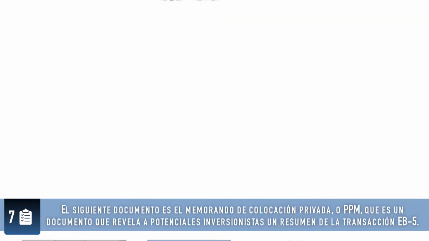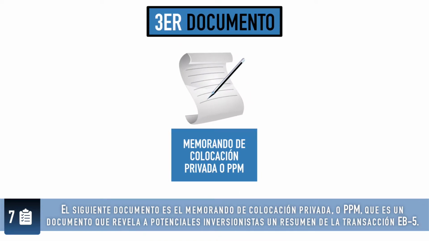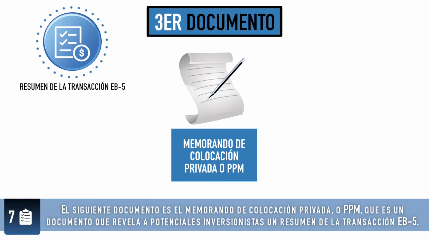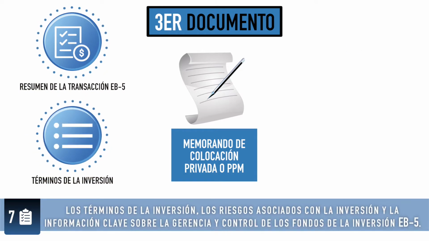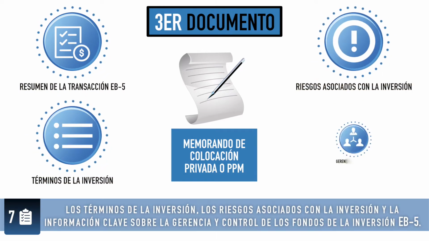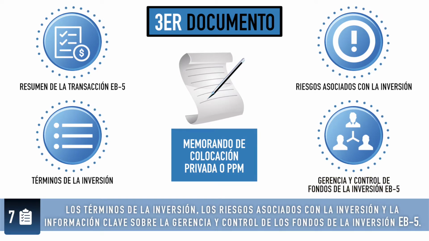The next document is the Private Placement Memorandum, or PPM, which is a disclosure document to potential investors summarizing the EB-5 transaction, the terms of the investment, the risks associated with the investment, and key information regarding the management and control of the EB-5 investment funds.